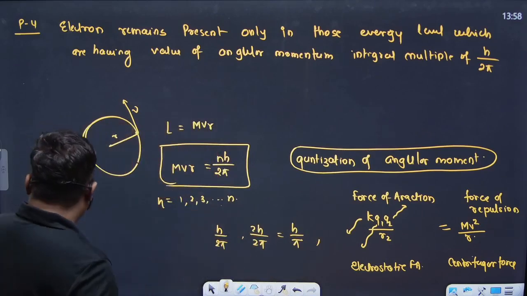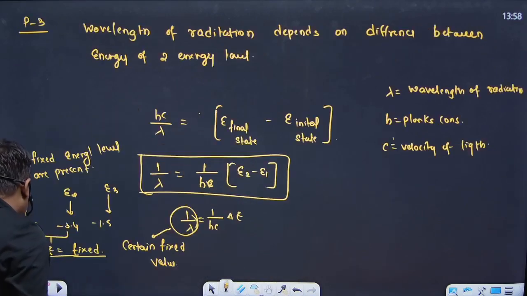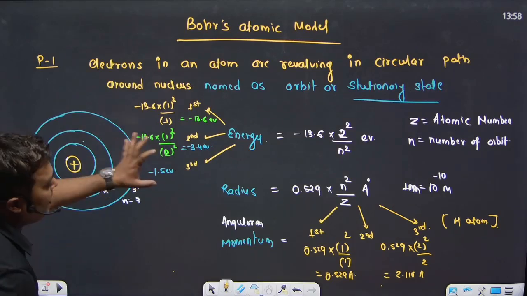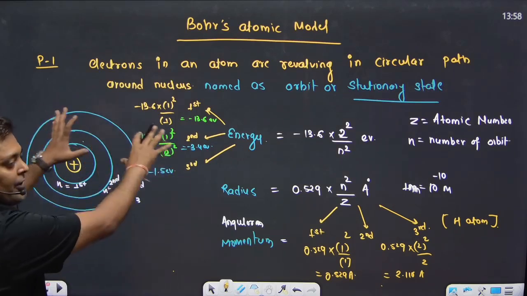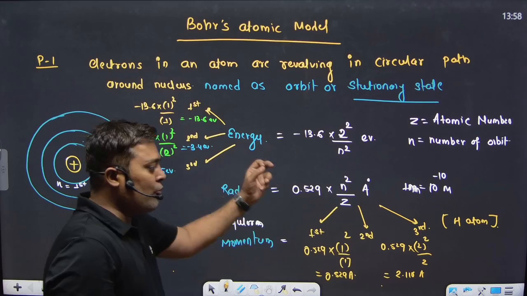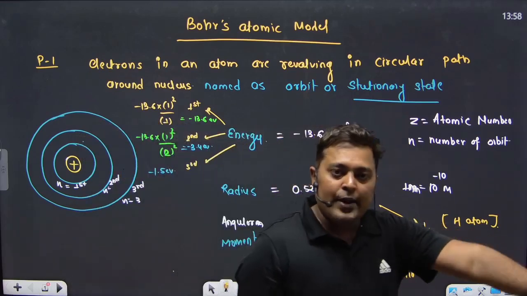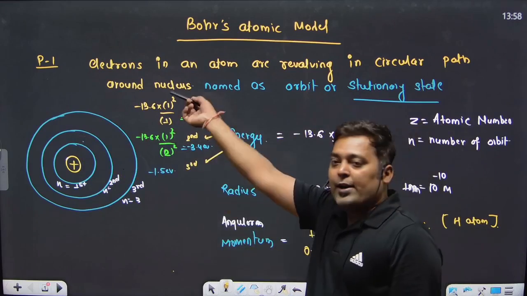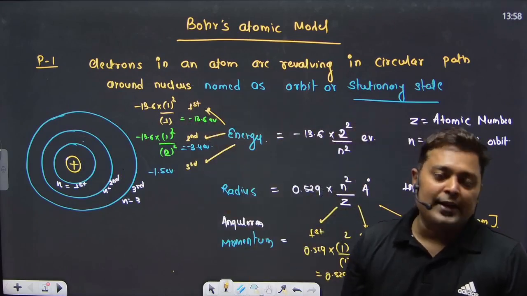So I hope guys this topic would have been clear to you. Bohr's atomic model. Just let me give a quick recap for this. Bohr's atomic model helps us to overcome the drawback of Rutherford atomic model. How do we overcome the drawback of Rutherford atomic model? Simply from the first postulate itself.